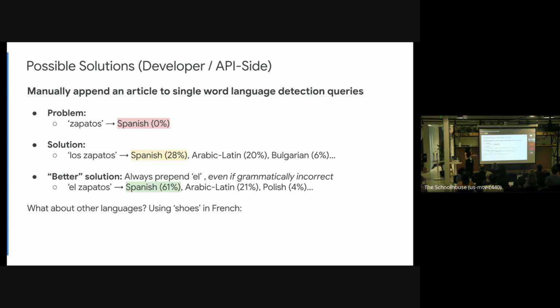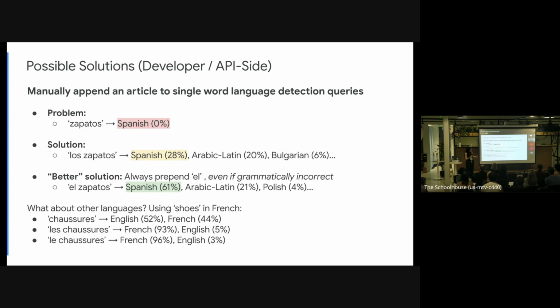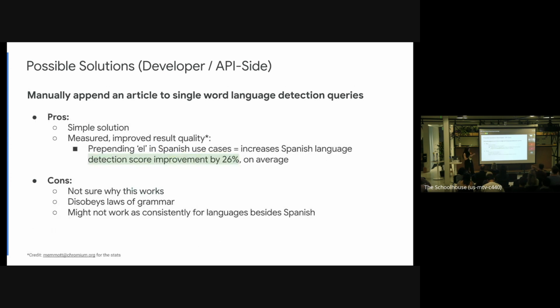All right, let's try it again in French. The same shoes example. French is at 44%. We add the article, 93%. We add this, without the S, 96%. All right, very interesting.